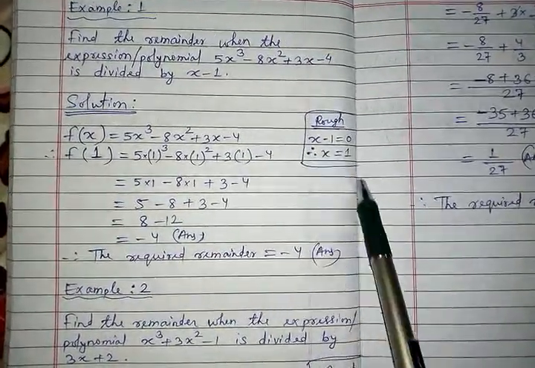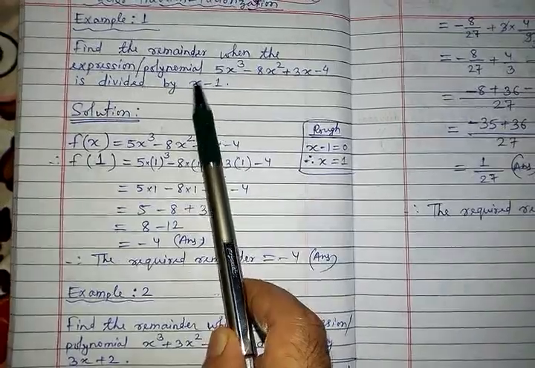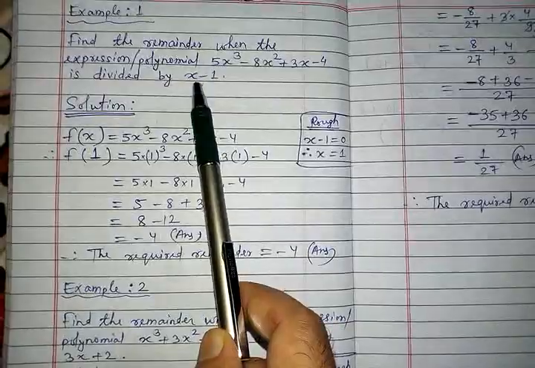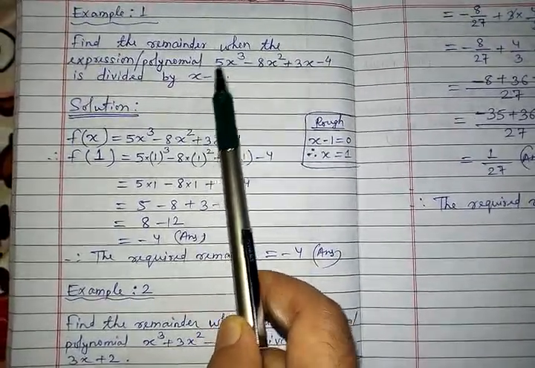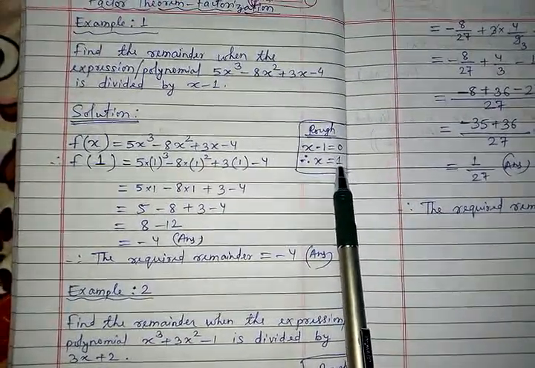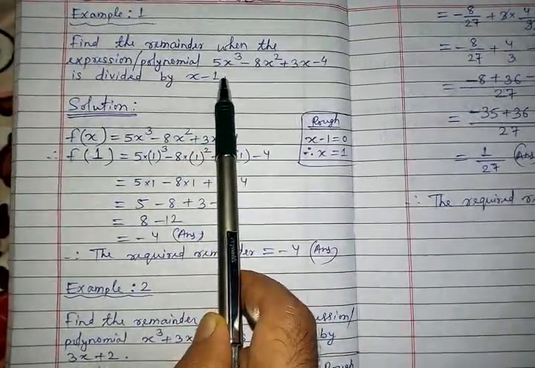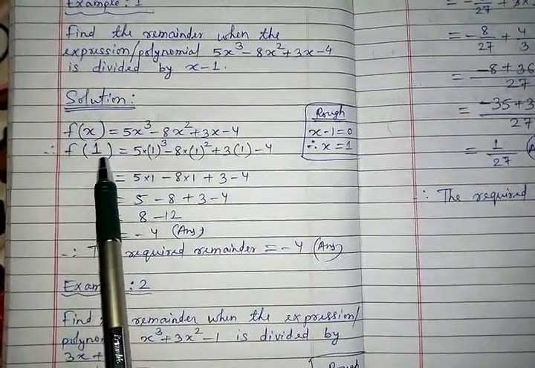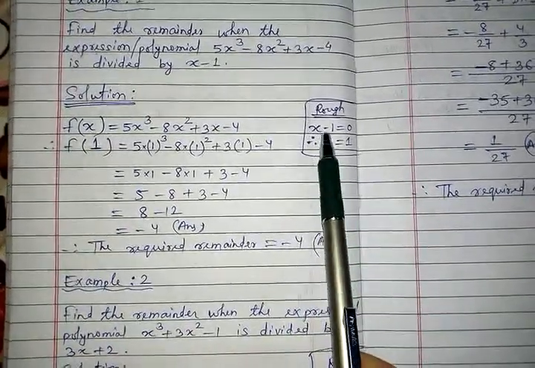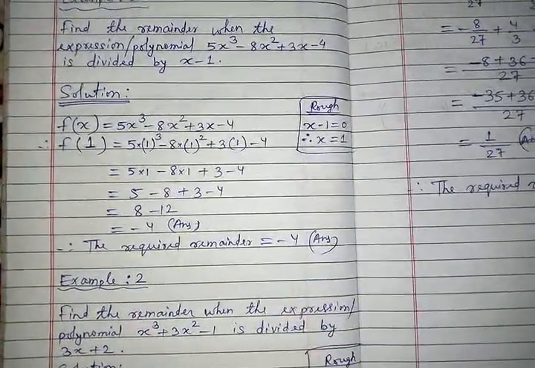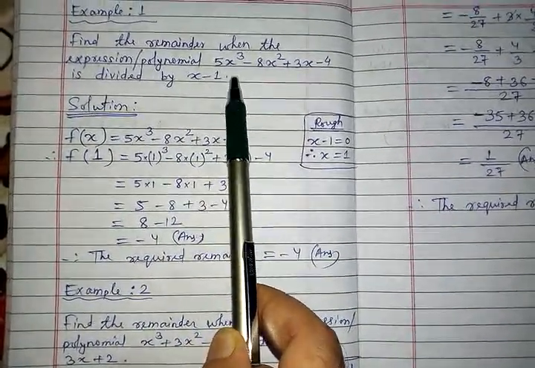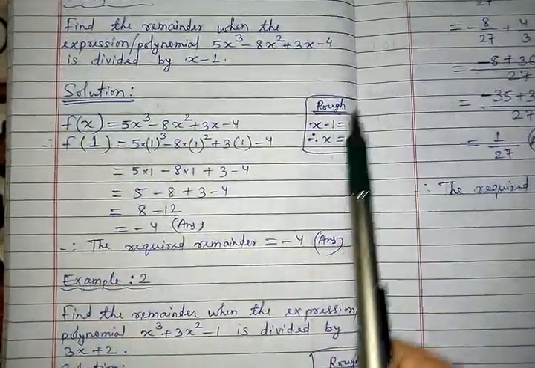Even if you don't do it in the rough, by your common sense you can say, if it is taken to the other side of the equation, then minus 1 becomes plus 1, and that will be the value of x. So the value of x is 1. Whenever there is x minus 1, we should put the value of x as 1. Had it been x plus 1, our value would be minus 1, because plus 1 goes to this side and becomes minus 1. So it is very easy to understand. If we have x minus 1, our value of x will be 1, as I have shown in the rough.